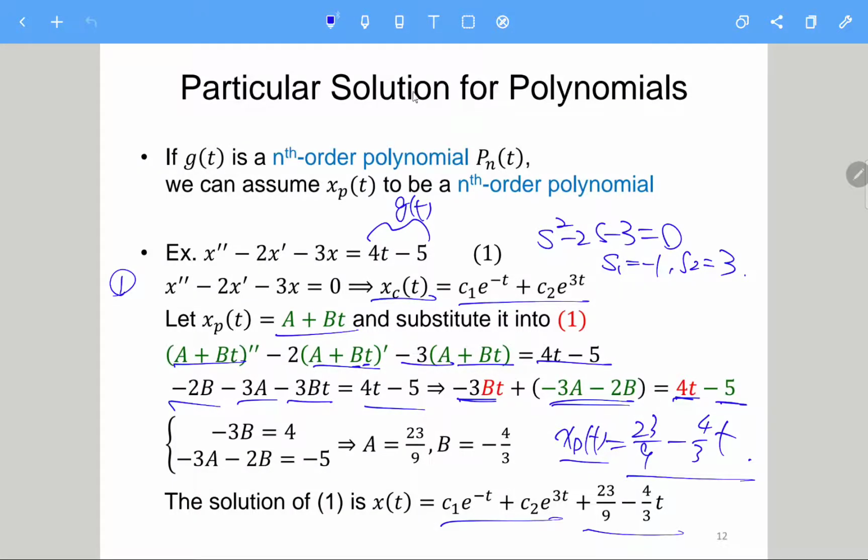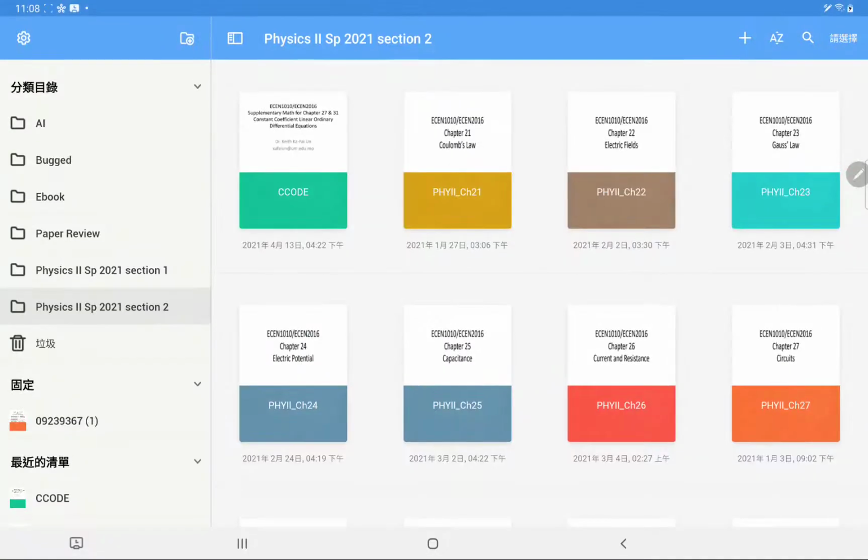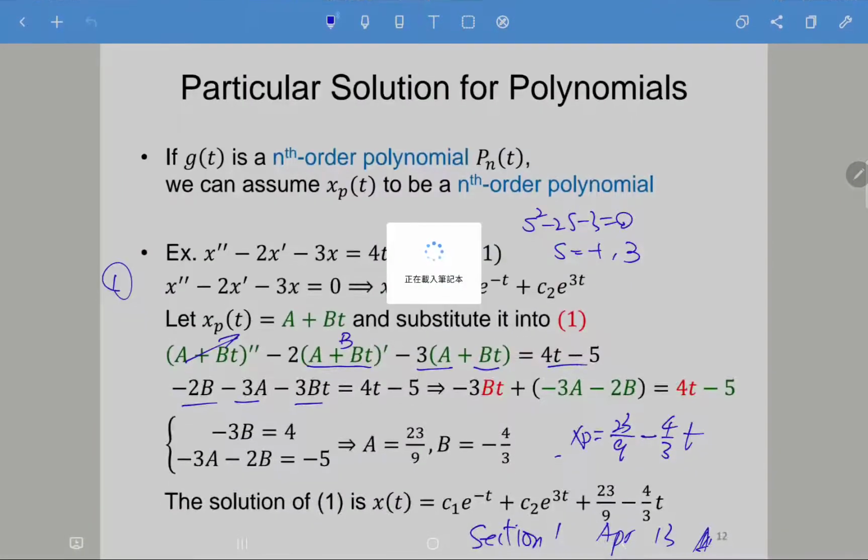For the particular solution for a polynomial, we need to assume the particular solution to also be an nth order polynomial, which means that, for example, here we have g of t to be first order, and then we need to assume our particular solution to be also a first order polynomial.